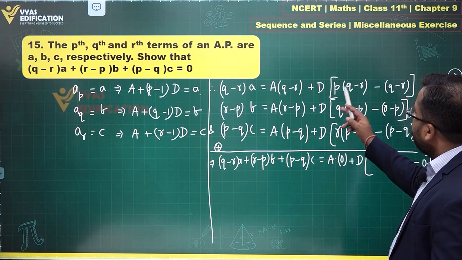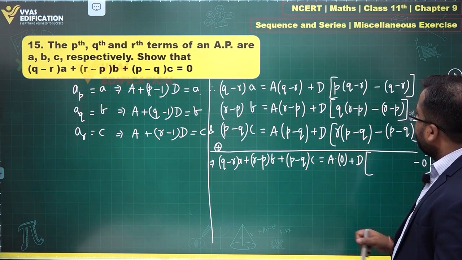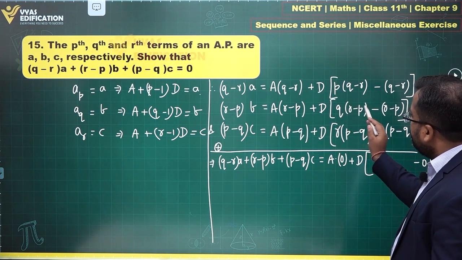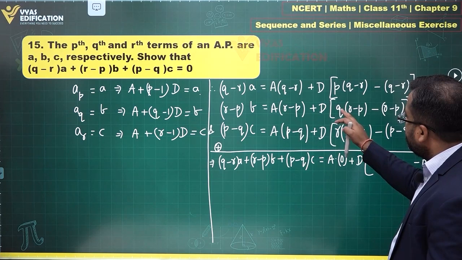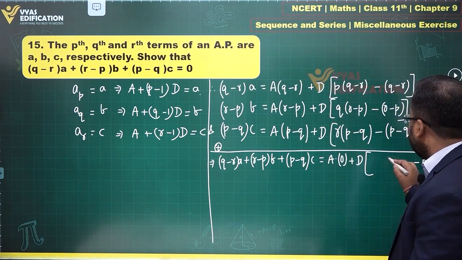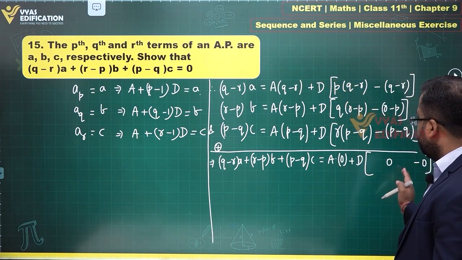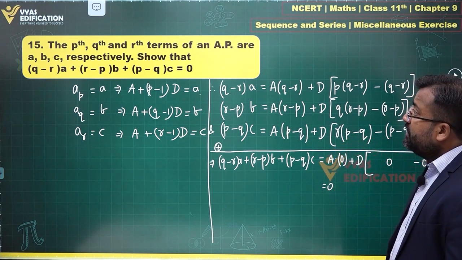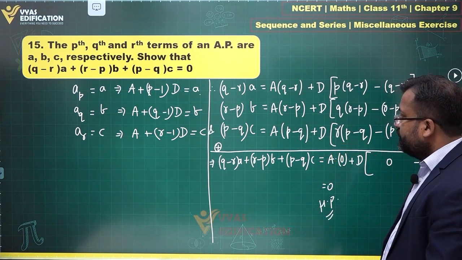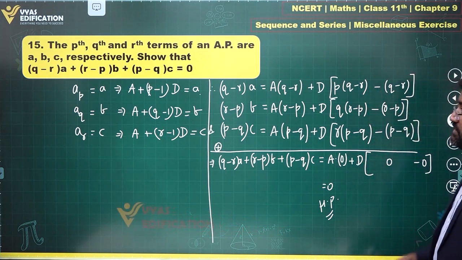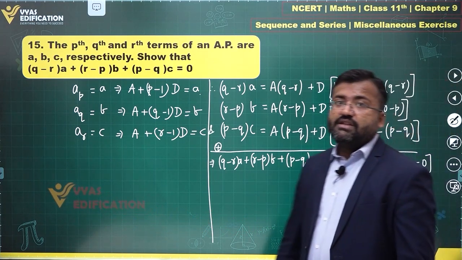What about this? pq minus pr is okay. So pq minus qp is being formed. So pq and pq will get cancelled. Minus pr plus pr will get cancelled. qr minus qr will also get cancelled. Again 0 minus 0. So this is 0, this is also 0, this is overall 0. And this is what we wanted to prove. That's a complete solution for this 15th question, as you can see over here.